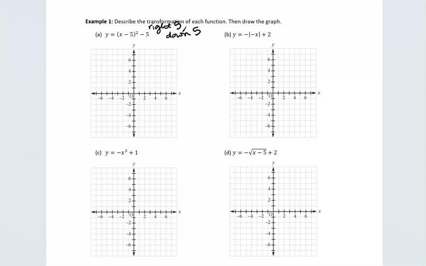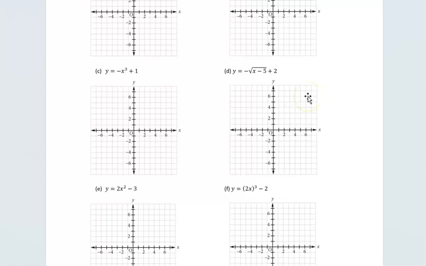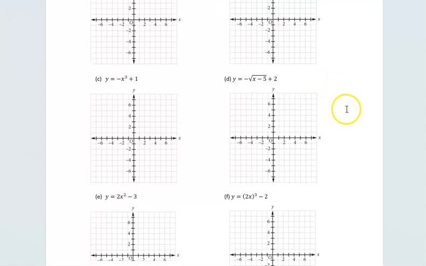For B, we've got the negative on the inside and the outside. So that's two different reflections, right? So this is a reflection in the X and Y axis. And then this +2 moves it up 2. And it doesn't even matter what the graph is, right? We're doing the transformation regardless.